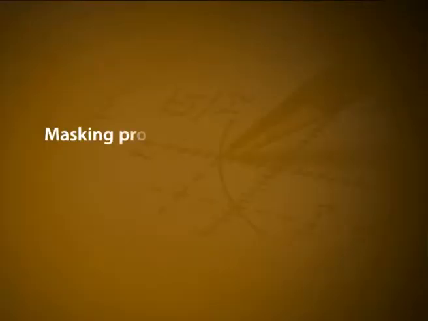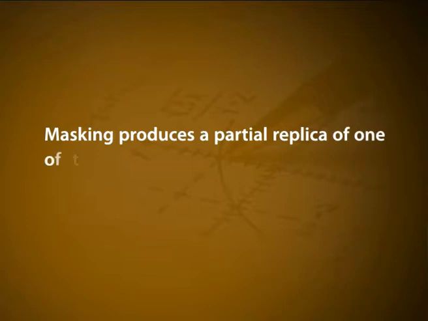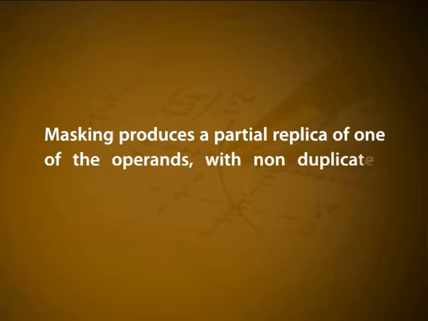Here, one operand called the mask determines which part of the other operand will affect the result. Masking produces a partial replica of one of the operands with non-duplicated positions occupied by zeros. Masking is useful when manipulating a bitmap. A bitmap is a string of bits in which each bit represents the presence or absence of a particular object. Bitmaps are mainly used for representing images.